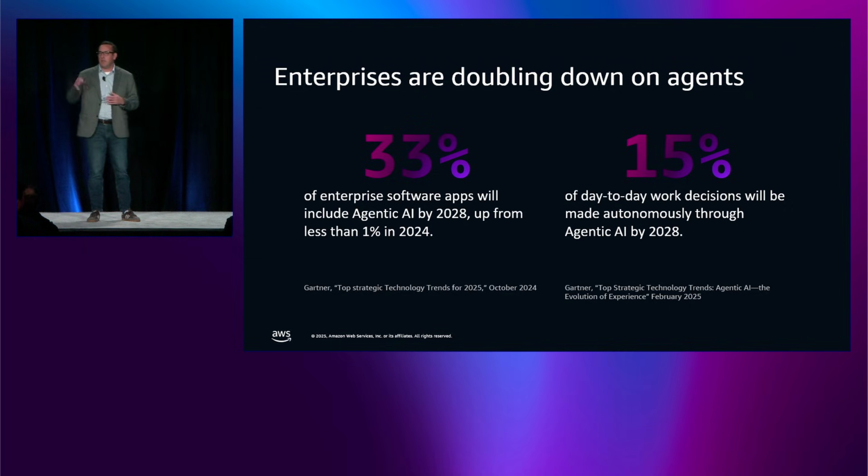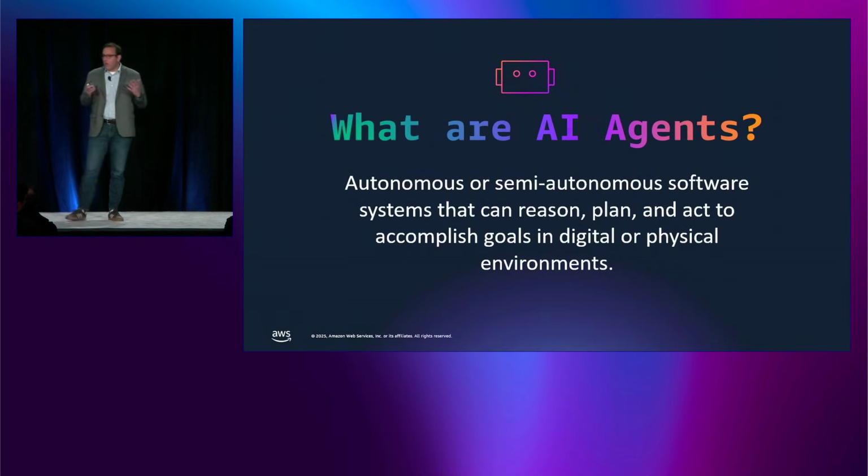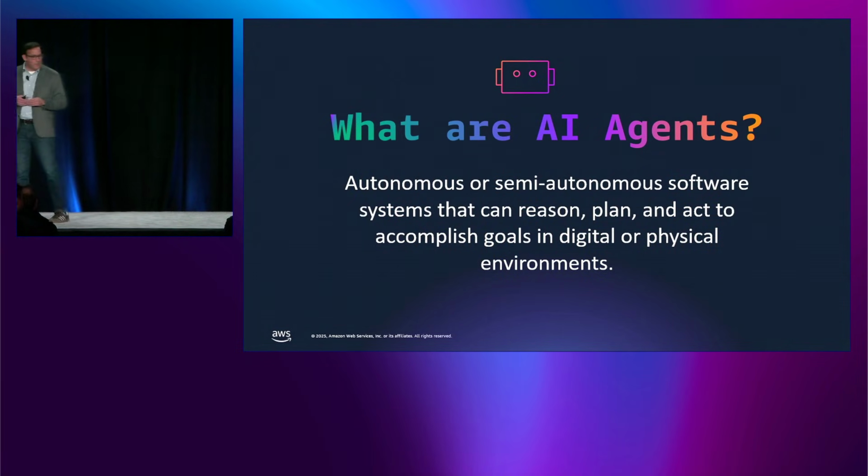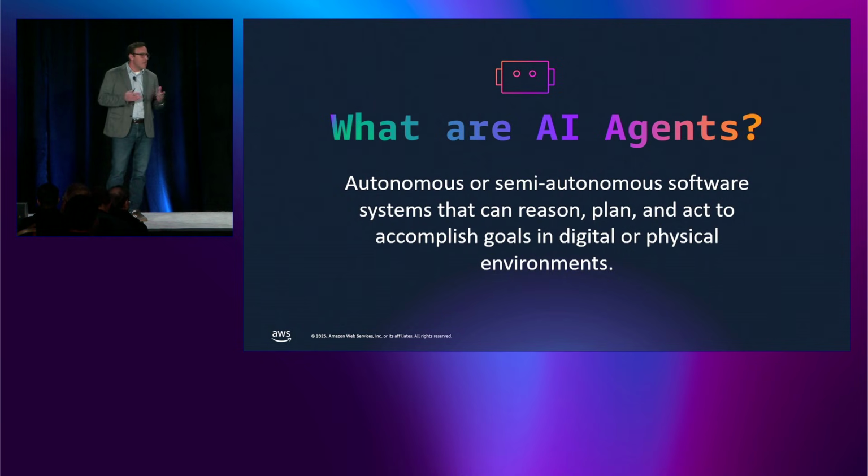So we really are at the beginning of the hockey stick of agentic AI adoption. This next stat, I think, is even more telling: 15% of our day-to-day work decisions will be made autonomously through AI agents. So what are AI agents exactly? We throw the term around a lot, and so here's our definition. They're autonomous or semi-autonomous systems that can reason, plan, or act with both digital and physical.